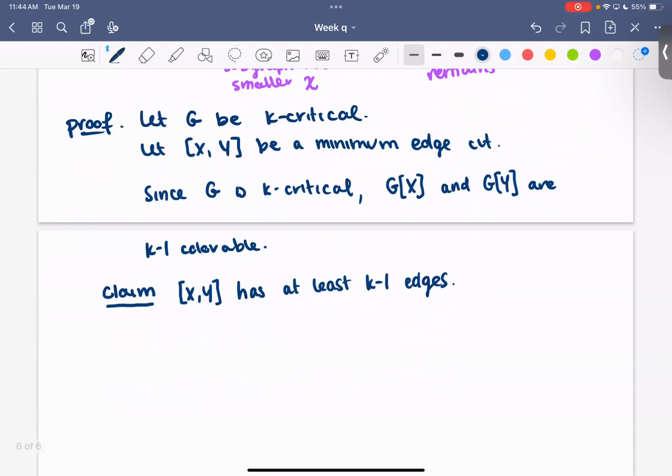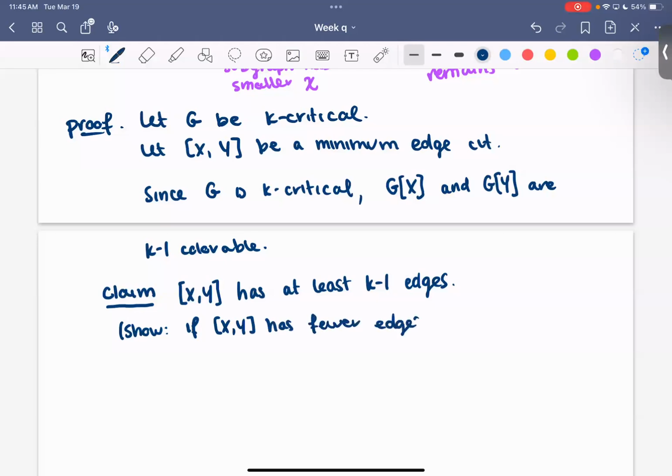Okay, so how we're going to prove this is we're going to go towards contradiction and say, if this has fewer than K minus 1 edges, then we can make a proper K minus 1 coloring of G, which is a contradiction. So show if this has fewer edges, then we can make a proper K minus 1 coloring of G, which is a contradiction.